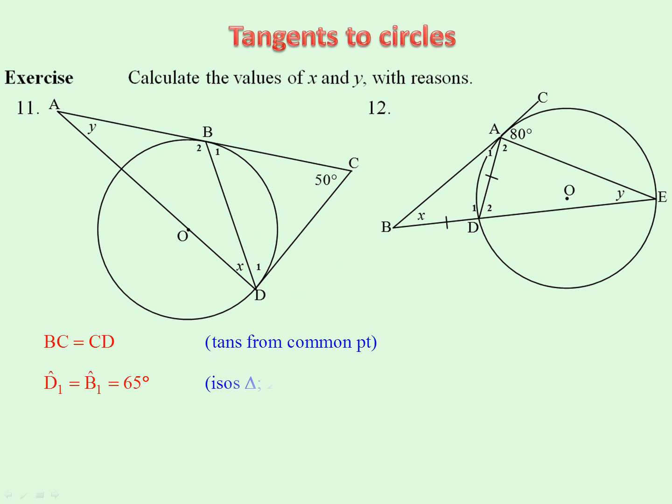BC equals CD. There are D1 and B1 are both 65 each by angle sum triangle, isosceles triangle. So x is equal to 90 minus that 65. Radius tangent, 25 degrees. Y is 40. Well, we know that's 90. We know that's 50. So therefore y is 40 by angle sum triangle.